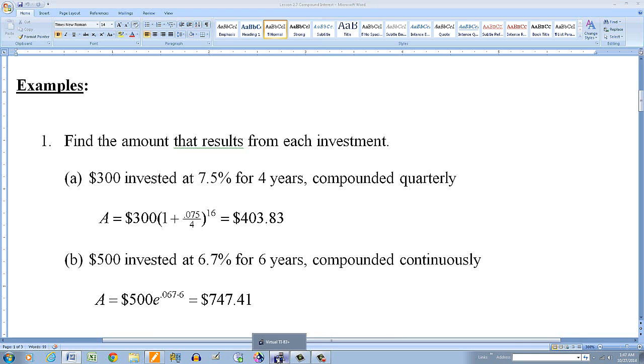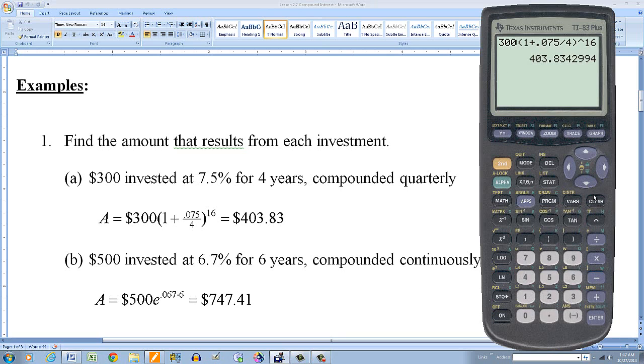And then let's do it for you in the calculator. So it's $500, and then that's times the exponential e. So I hit second and then ln to access the exponential e. There it is, and then I enter the interest rate. So I'm just multiplying the interest rate according to the formula times the number of years, and I'm just going to let the calculator do it all for me. So I'll put 0.067 times 6. Close parentheses, hit enter, and I get 747.41. Okay, that's in dollars.